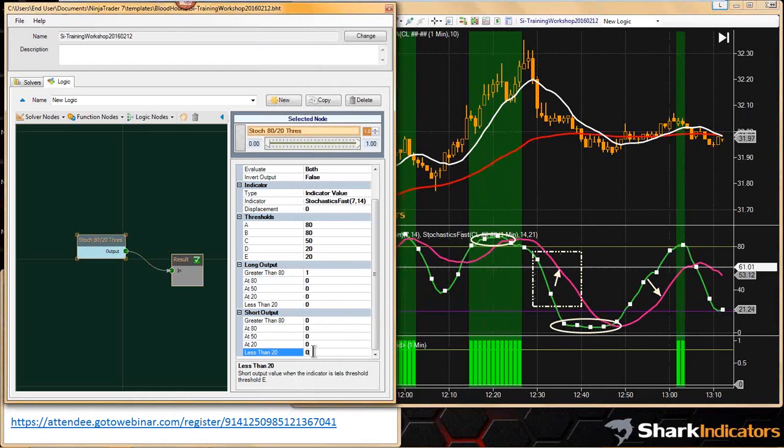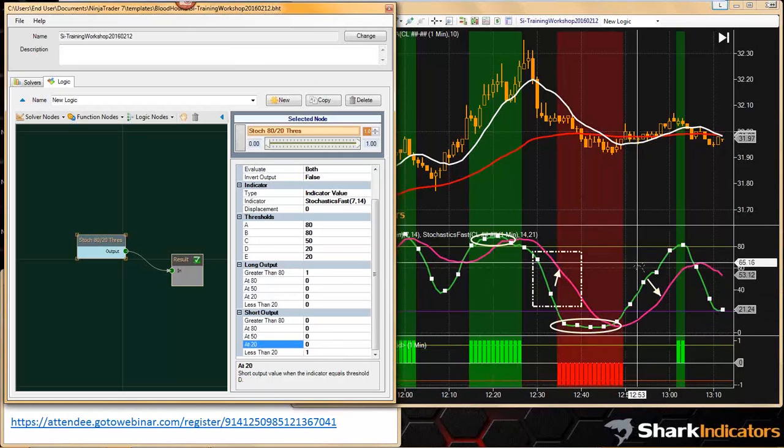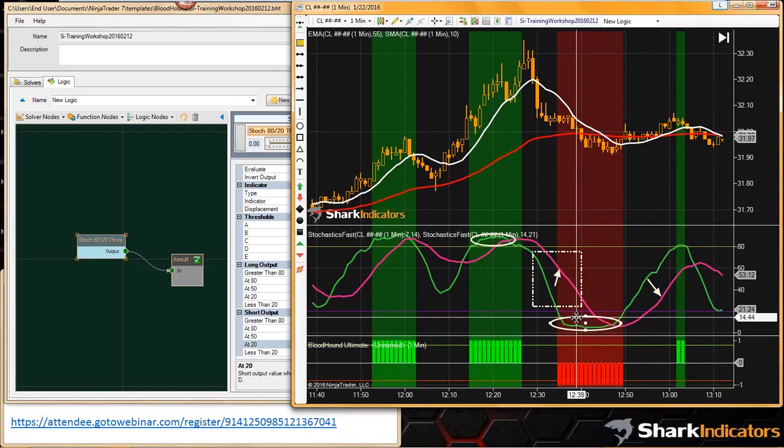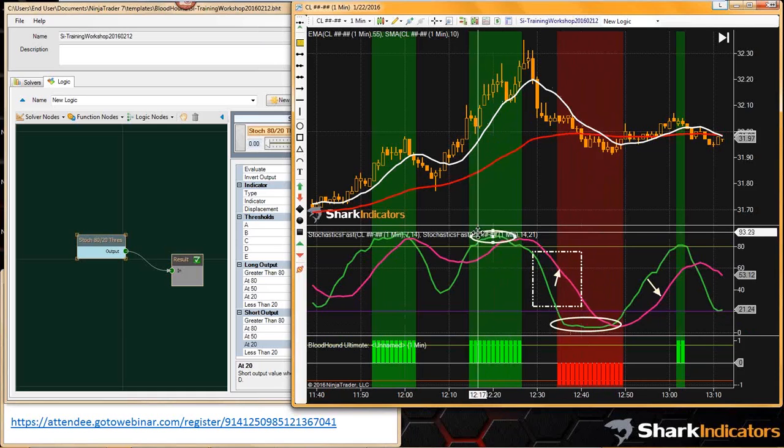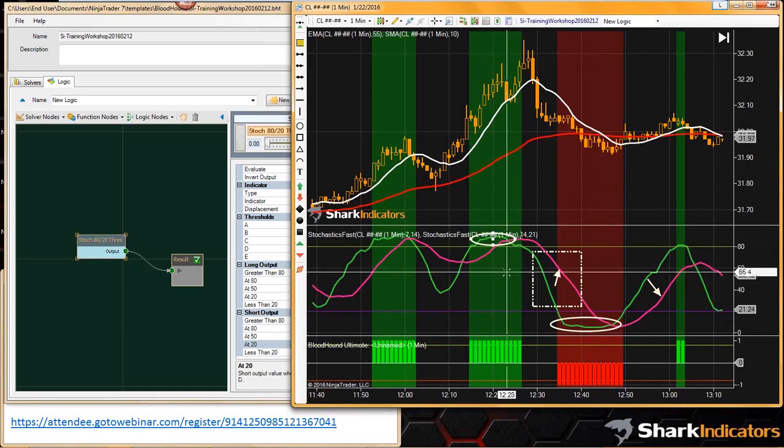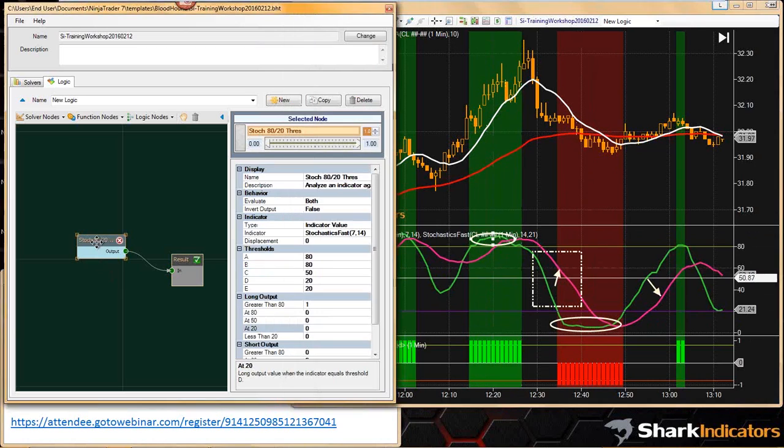And then the last step here for the short outputs, when the stochastics is less than 20, we want to get a short output for that value. All right, so there we go. So there's our short condition, when our stochastics is below 20, and long condition when it's above 80. So that's condition A right there.